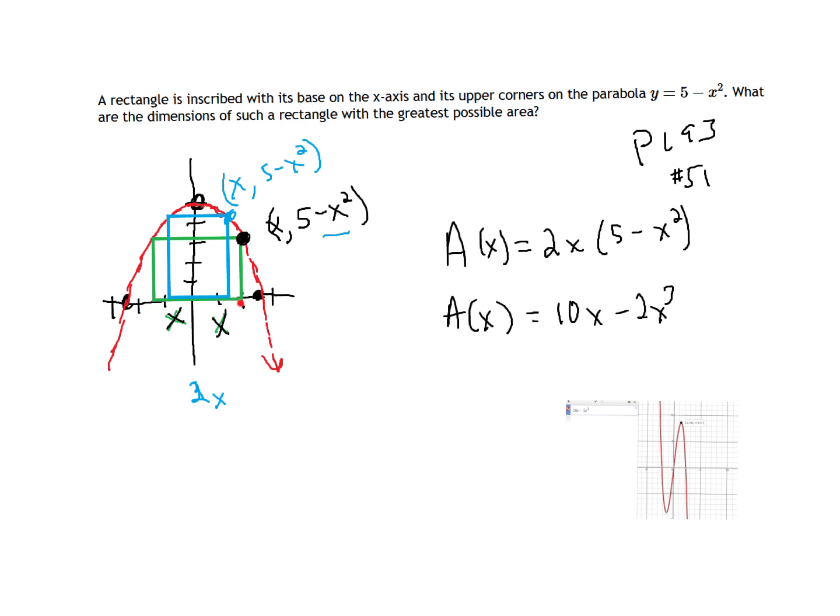Well, there's a whole bunch of rectangles we could use. There's the green one. There's the blue one, and which is the biggest area? Are there other ones that have the biggest area? Well, that's how we're going to solve this.